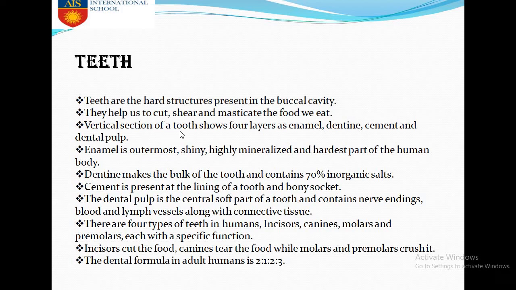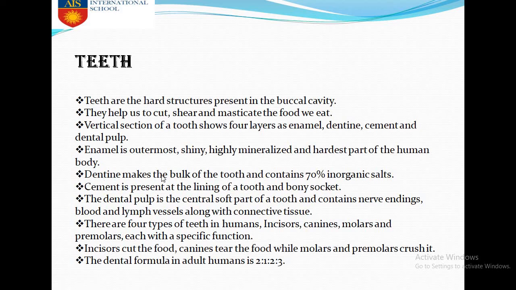Now the vertical section of a tooth shows 4 layers. Remember, because in the next slide I will show you the diagram. It has 4 layers: enamel, dentine, cement and pulp. Okay. Enamel is the outermost. Enamel is the hardest substance of the human body. The white teeth which we see, this is known as enamel.